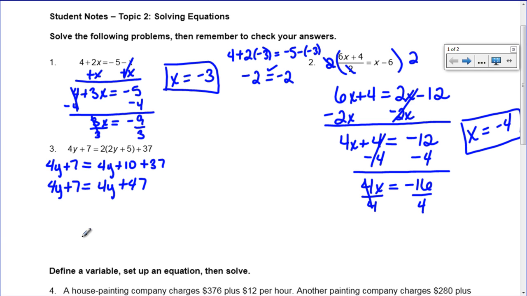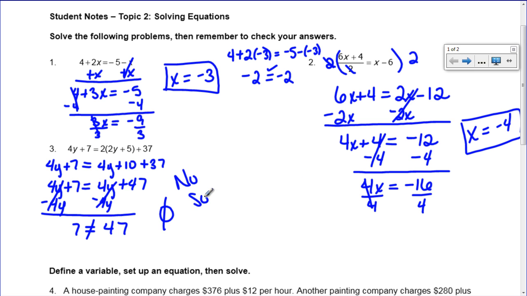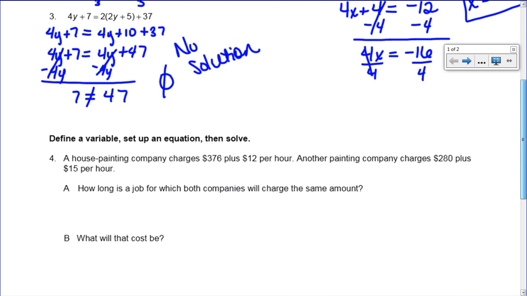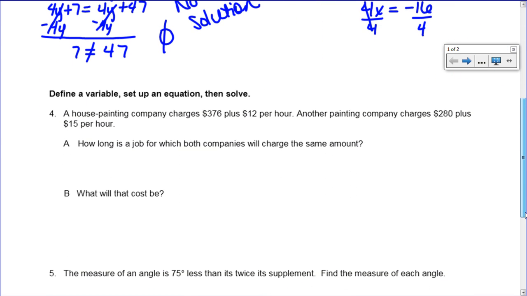And then I'm going to combine my y's. Now there's not a smaller y here. They're both the same, which tells me they're probably going to cancel each other out when I subtract 4y on both sides. And sure enough, they do. So I end up with something that says 7 equals 47, which is not a true statement. So this equation has no solution. So I just draw the little 0 with the line through it, because there is no answer that would make that true. So now let's talk about this in terms of word problems.